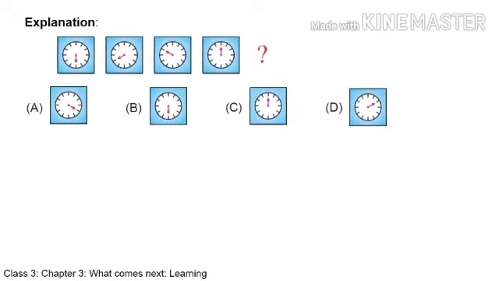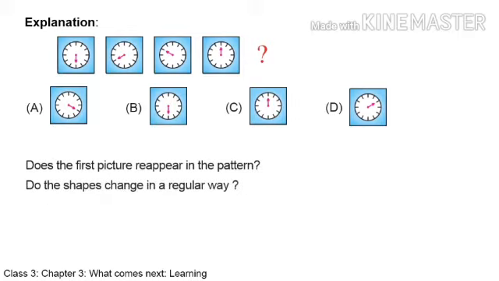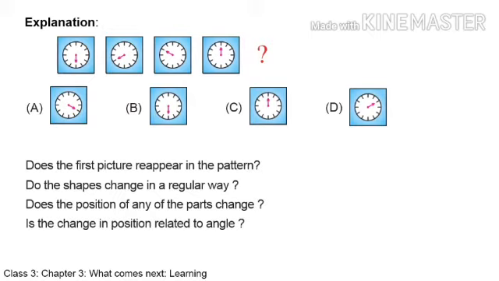Let us understand the explanation. Does the first picture reappear in the pattern? Do the shapes change in a regular way? Does the position of any of the parts change? Is the change in position related to angle? If you observe all the watches, you will notice that the difference between each watch is of 2 sections.